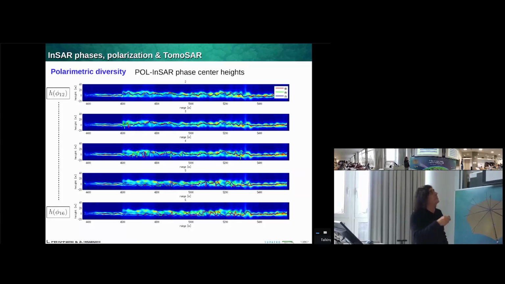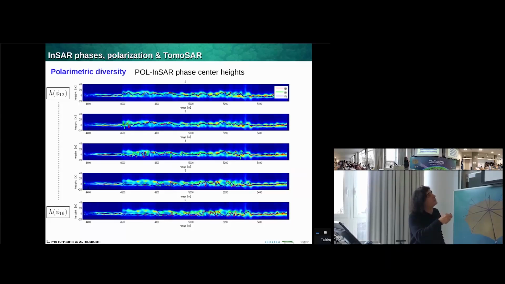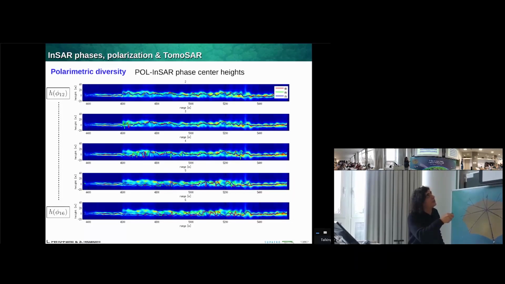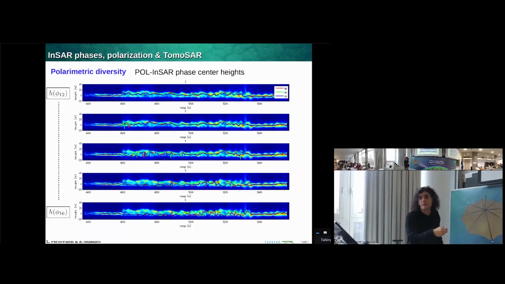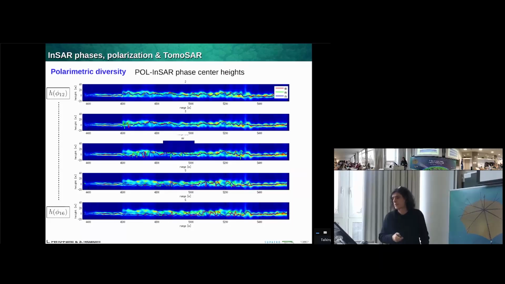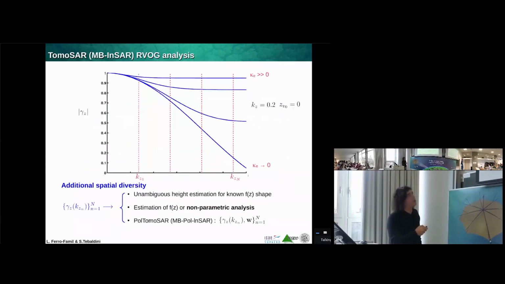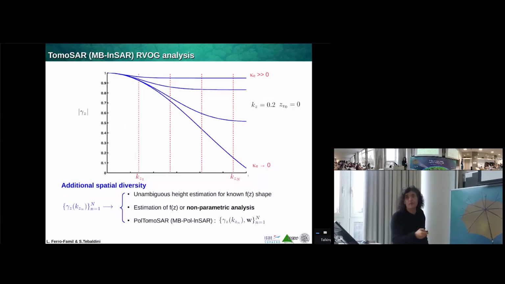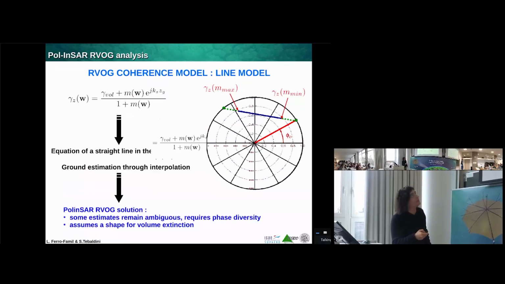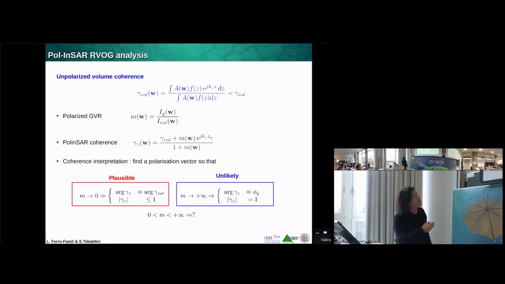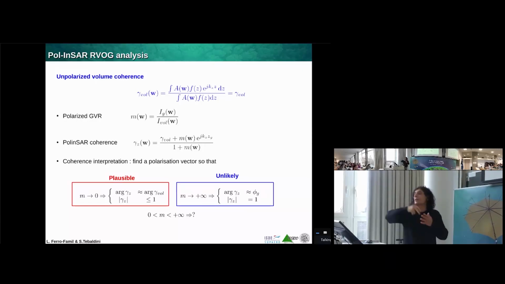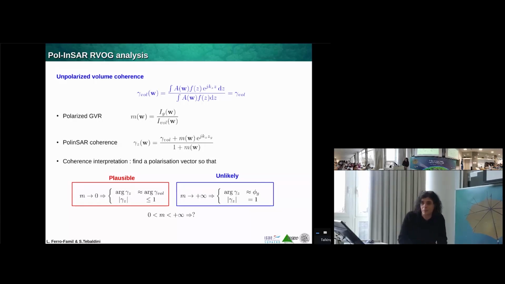And here it is close to the bottom of the tomogram. You see that this effect can be observed as the baseline increases: the phase center is progressively projected onto the ground. Why this? If you get back a few slides and you look at this model, when the kz increases, the volume decorrelation goes to 0. The volume correlation goes to 0, and if it goes to 0, you get only the ground correlation 1. So it is a way to isolate this term. Increasing the baselines gives you less contribution from the volume and more from the ground.